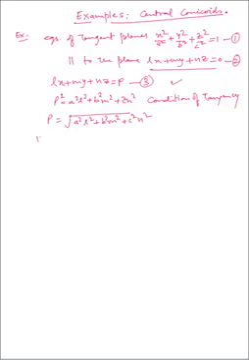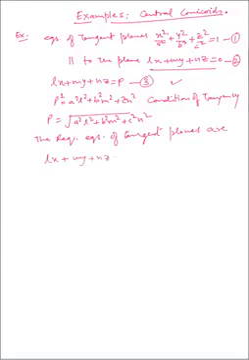So the required equations of lx plus my plus nz is equal to plus minus, this will be plus minus under root a square l square plus b square m square plus c square n square. यही हमारा आंसर है.